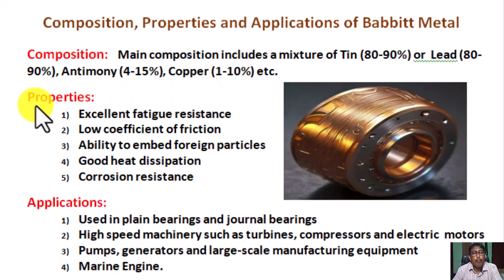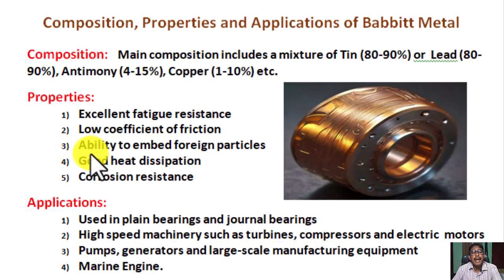Now, properties of Babbitt metal. Number 1, excellent fatigue resistance, that means ensures durability, that means long life under repeated stress and long-term use. Number 2, low coefficient of friction, that means it is ideal for reducing wear between moving parts in bearing.